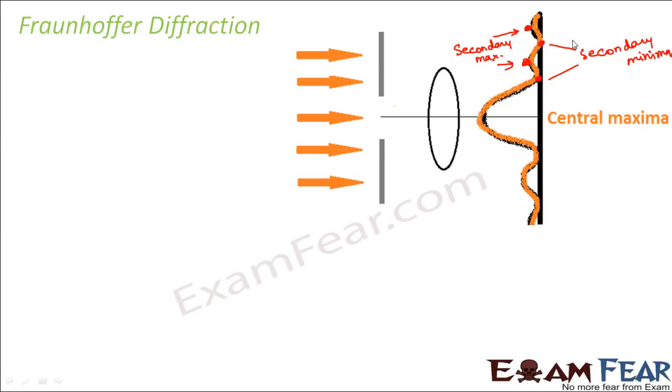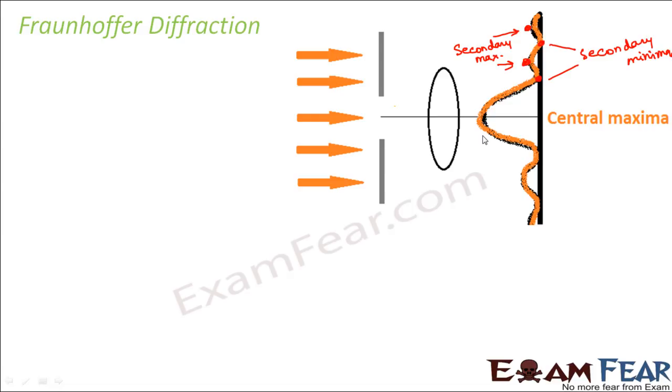So now you understand the difference between the interference pattern and the diffraction pattern. In an interference pattern, you have alternate bright and dark fringes. Here too you have alternate bright and dark fringes, but the intensity of the central maxima is very, very high, while the intensity of the secondary maxima is very low compared to the central maxima. Similarly, the width of the central maxima is also quite large.